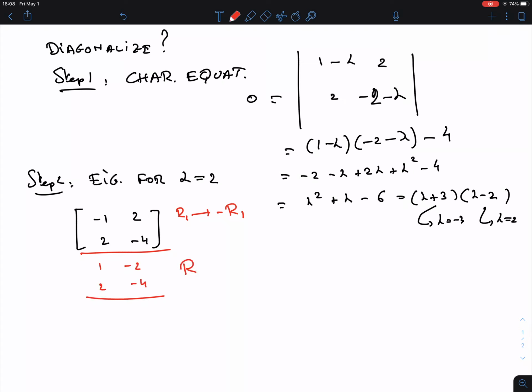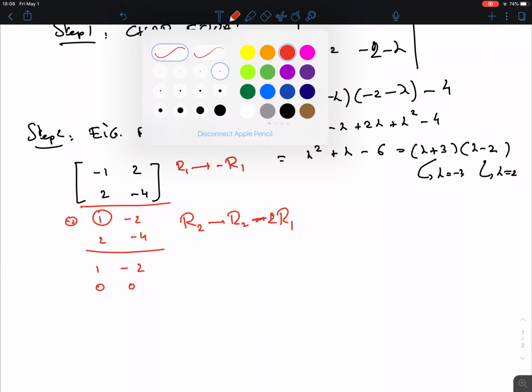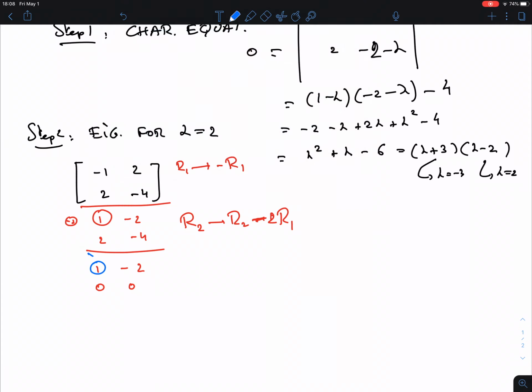And then I do row operation 2, replace row 2 by -2 times row 1. With this pivot here, I get 1, -2, and then I multiply this by -2 and add, I get 0, 0. So that's the 0 row I'm expecting. I see I have a pivot variable x1, I have a free variable x2.